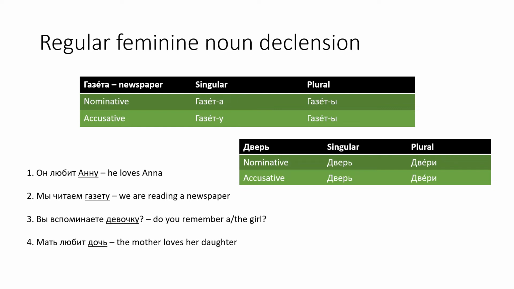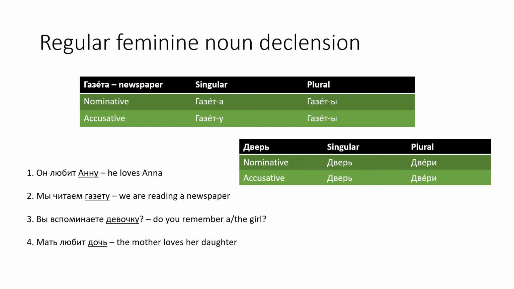Here I have some more examples of feminine nouns being put into the accusative case. Он любит Аню. Мы читаем газету. Вы вспоминаете девочку? Мать любит дочь.